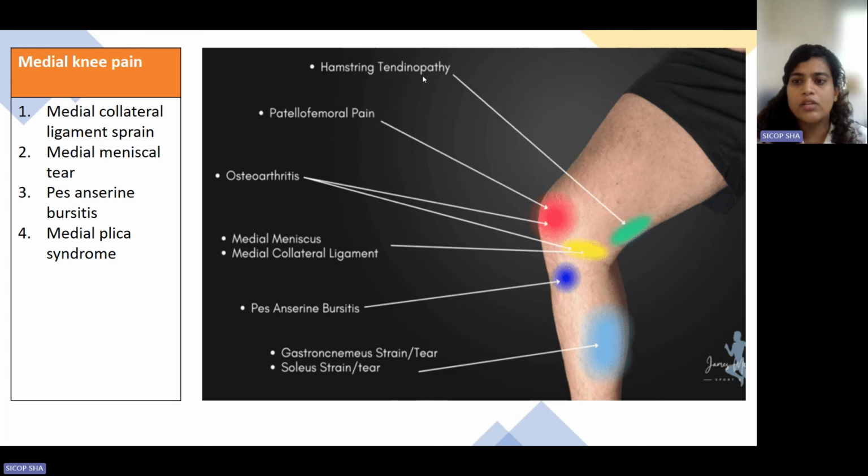In this slide, you can see the hamstring tendinopathy pain. The patient will be able to pinpoint the pain over here. Then patellofemoral pain, osteoarthritis of the knee, then medial meniscal, medial collateral ligament pain on the medial joint line over here. Patient will be able to pinpoint it. Then pes anserine bursitis just below the joint line over here, and gastrocnemius strain tear, which can be felt over here, right?